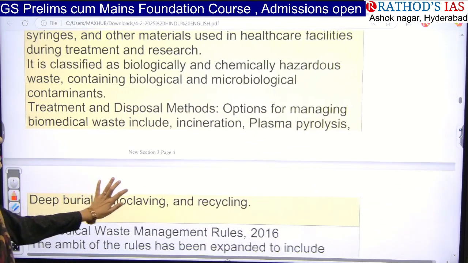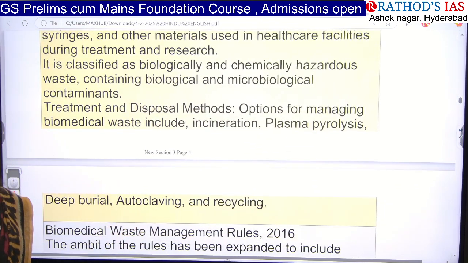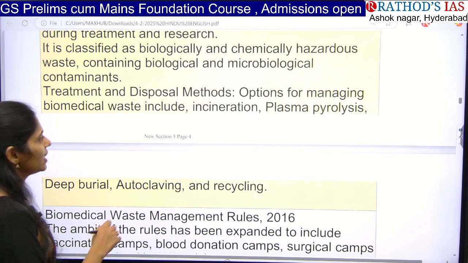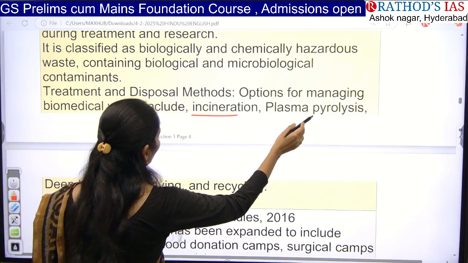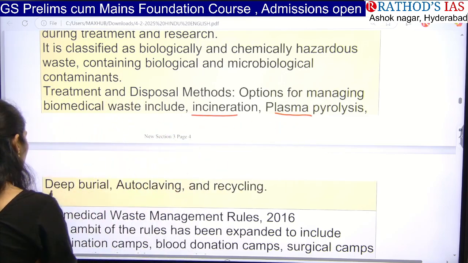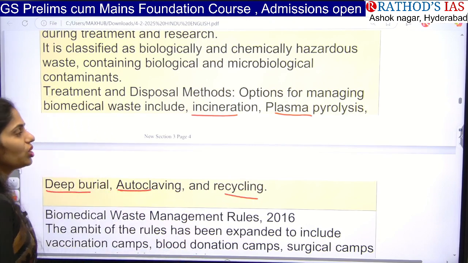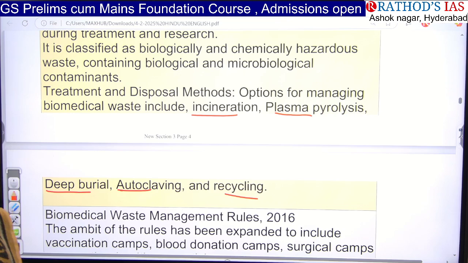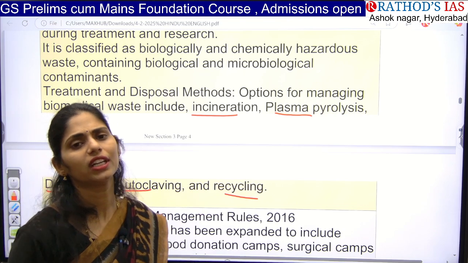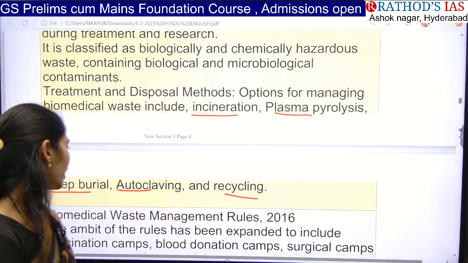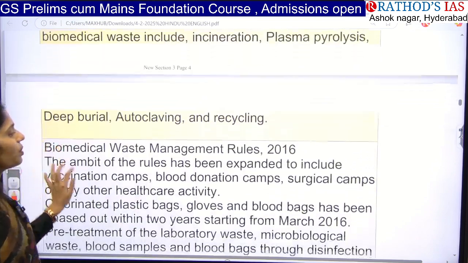So what are the methods that we use for the disposal of this biomedical waste? We have options like incineration, plasma pyrolysis, deep burial, autoclaving, and recycling. So these are the methods we have to go for in disposal, but they are just throwing it in a beach area. Is it right? Not at all.